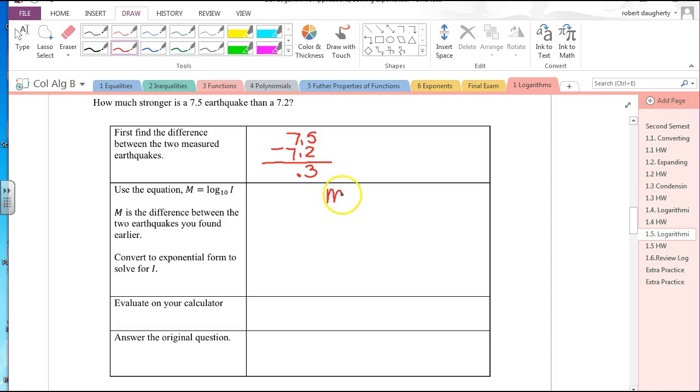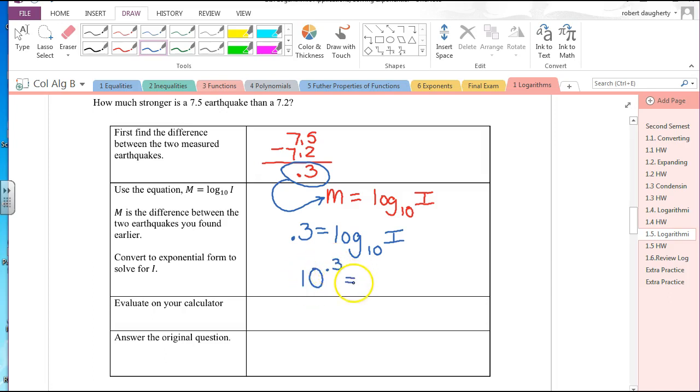Okay, our formula is m equals the log base 10 of I. What do I substitute for m? The 0.3. Okay, so this number, that is my m. So 0.3 equals the log base 10 of I. That is a logarithm equation that I solve by converting to what? Exponential form. What's the base? 10. What's the exponent? Yeah, so 10 to the 0.3 equals I.